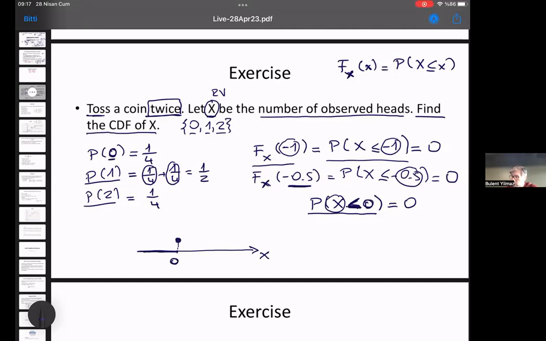A number between 0 and 1, for example, 0.5. What is the probability of obtaining a random variable less than or equal to 0.5? What is the possible value that I can get? Only this one, right? Guys, are you with me?